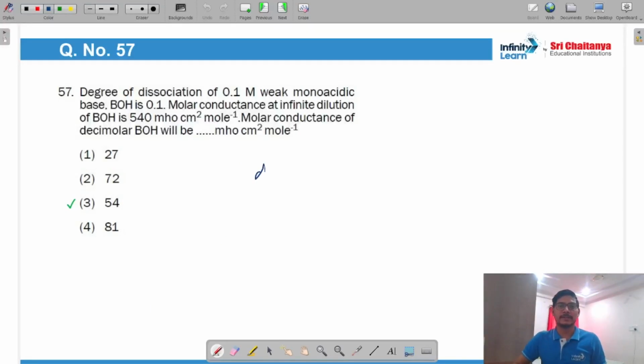Degree of dissociation, guys, alpha is equal to lambda m divided by lambda infinity m. So alpha is given to be 0.1. The molar conductance has to be calculated, and the limiting molar conductance at infinite dilution is given to be 540. So you will find out the answer. This comes out to be this one.